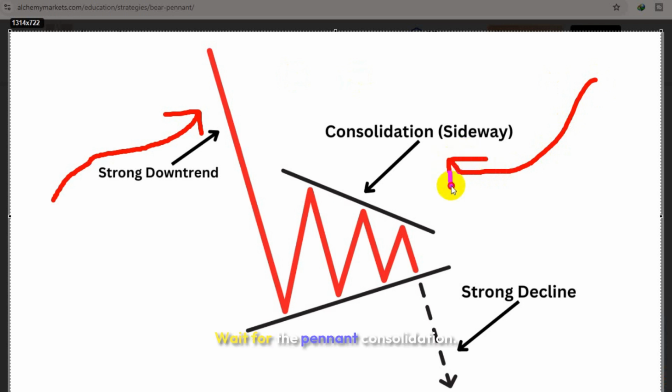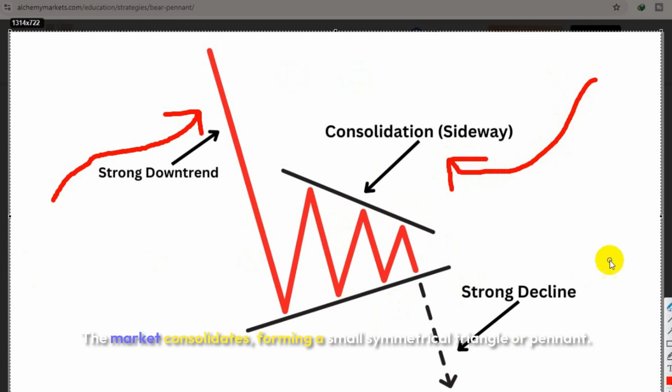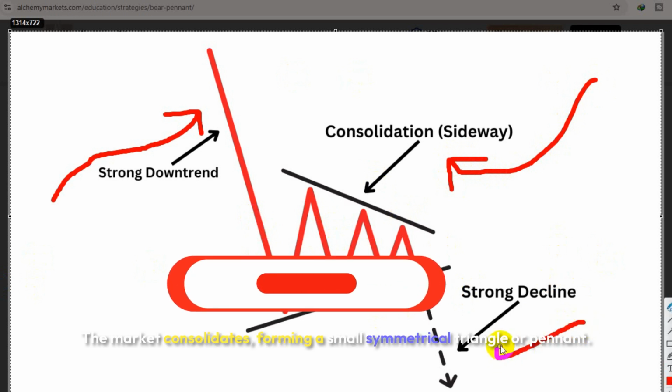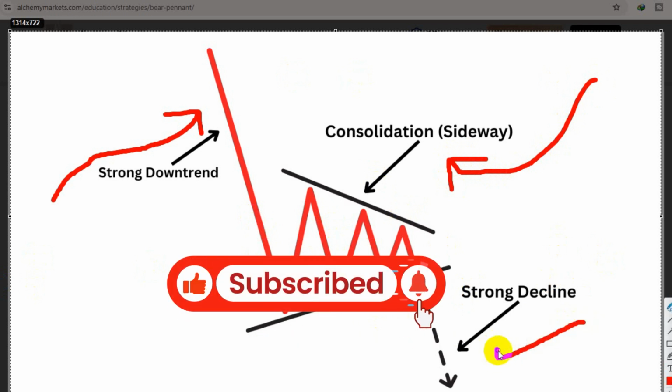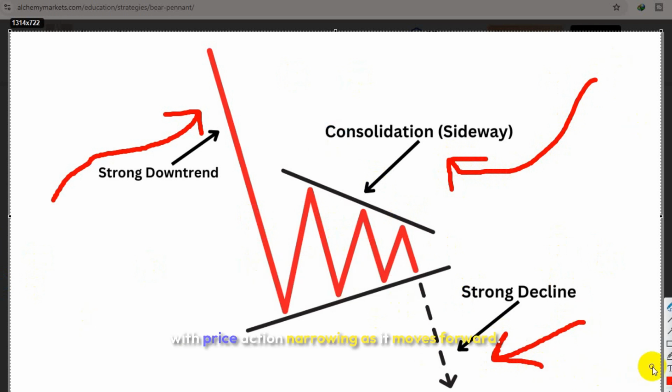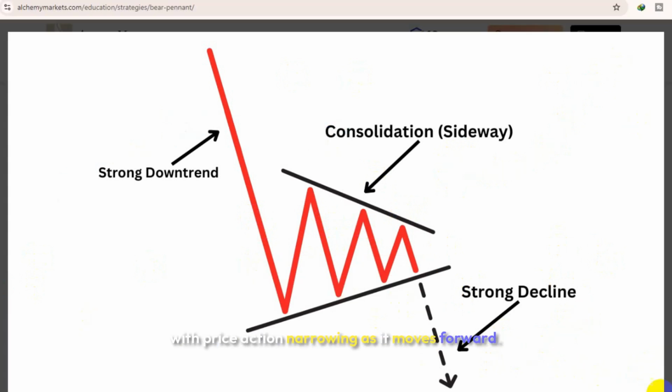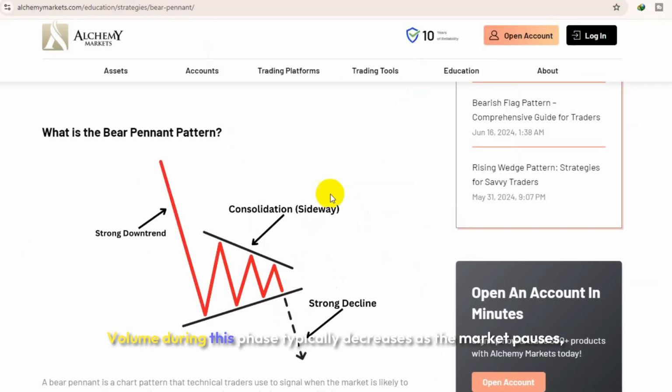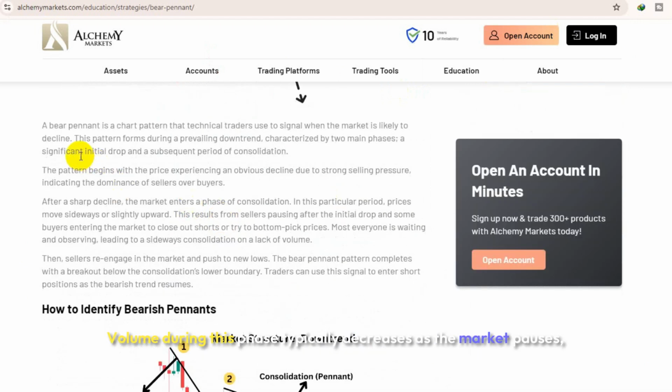Wait for the pennant consolidation. After the strong price drop, the market consolidates, forming a small symmetrical triangle or pennant. The triangle should be relatively small compared to the flagpole, with price action narrowing as it moves forward. Volume during this phase typically decreases as the market pauses, signaling uncertainty.